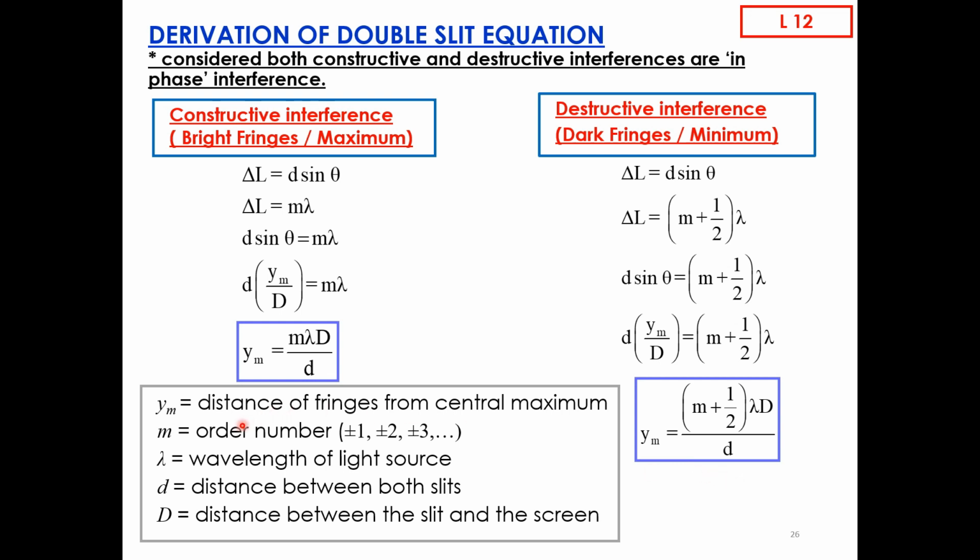What is ym? ym is the distance of the fringe from the central maximum. m is the order number: 1, 2, 3. Lambda is the wavelength of the light source. Small d is the distance between the two slits. Capital D is the distance between the slits and the screen.